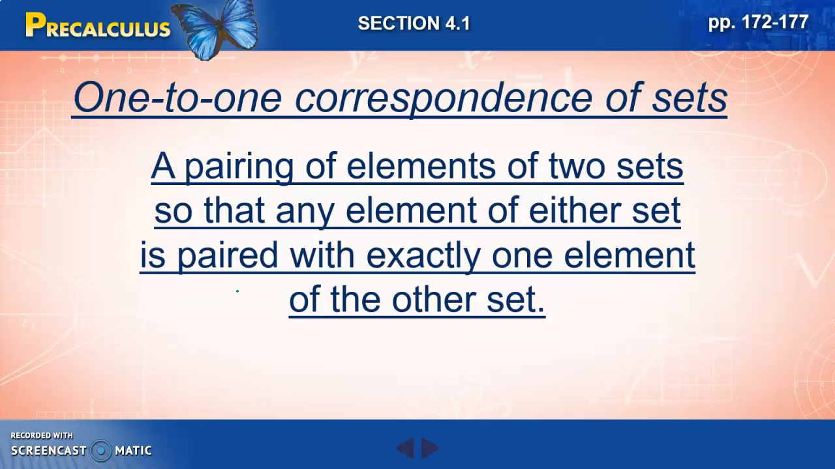All right, the second thing that we were going to take a look at for our objective was functions and the horizontal line test. So let's do a quick review of some terminology that you're already familiar with regarding functions before we talk about this horizontal line test. And when we talk about functions, what we're going to be focusing on today is one-to-one correspondence of sets. This is a pairing of elements of two sets so that any element of either set is paired with exactly one element of the other set.